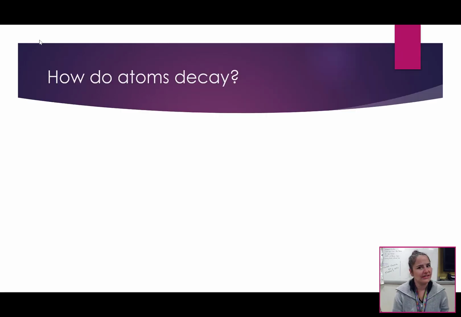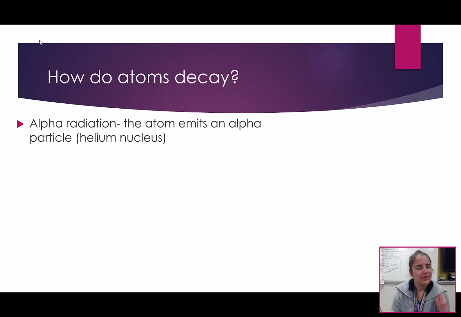So how do these atoms decay? Well, there are 4 main types. The first is alpha radiation. Alpha radiation is when the atom emits an alpha particle, aka helium nucleus. Now this one has the symbol 4/2 He if you're talking about it in terms of the alpha particle, or you might see it as the alpha, okay, the Greek letter.